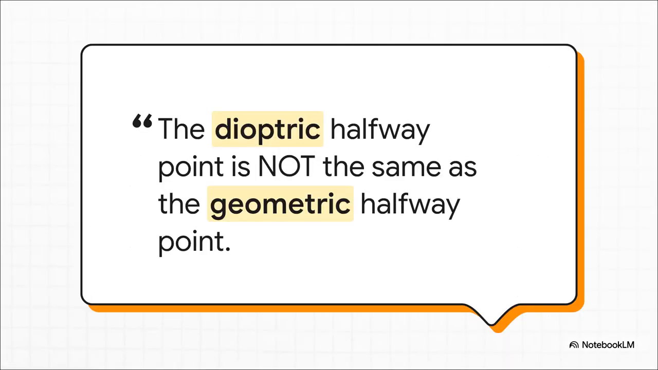Now, pay very close attention to this next part, because I am absolutely flagging this as a massive OCOP pearl and a classic board trap. Seriously, write this down in your mental margins right now. The dioptric halfway point is not the same as the geometric halfway point. Think about it. Dioptrically, 1.5D is exactly halfway between 1D and 2D. But geometrically, look at our distances. 0.67 meters is definitely not halfway between 0.5 meters and 1 meter. The physical geometric midpoint would actually be 0.75 meters. Do not let test writers trick you into confusing dioptric averages with geometric physical distances. It happens all the time.